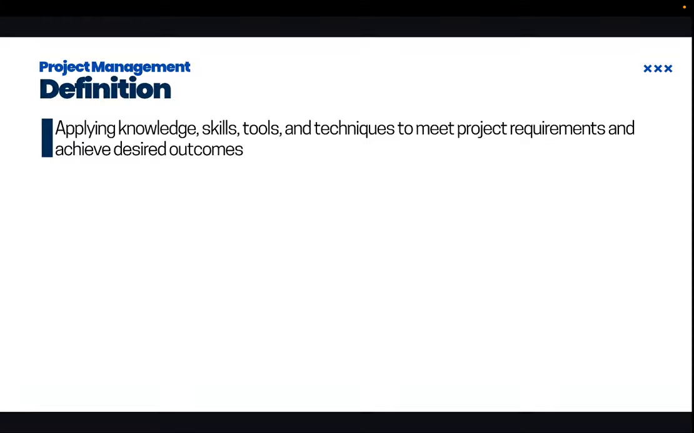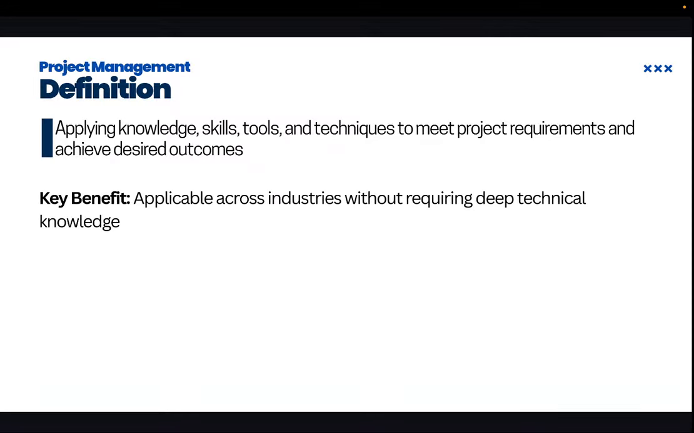I mean, it's very detailed. As we move on, you will get to uncover certain concepts under project management. But for now, let's just take this basic definition and later on we are going to digest it further. Right. So the key benefit is that it's applicable across industries without requiring deep technical knowledge. So, as a project manager, you don't really need any deep technical experience, right? Yes, when you understand the principles of project management, you can oversee a lot of projects, right? Yes, so that is basically what it means.